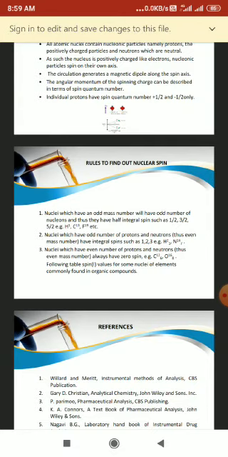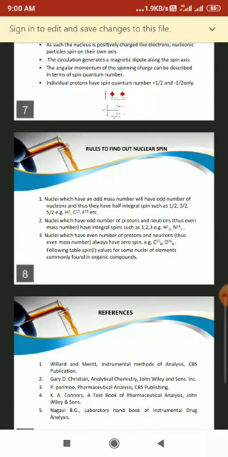Thus, nuclei such as hydrogen 1, fluorine 19, carbon 13, phosphorus 31, which have non-zero spin quantum number, behave like a bar magnet, while those with zero spin, for example carbon 12, oxygen 16, are non-magnetic. Thank you.